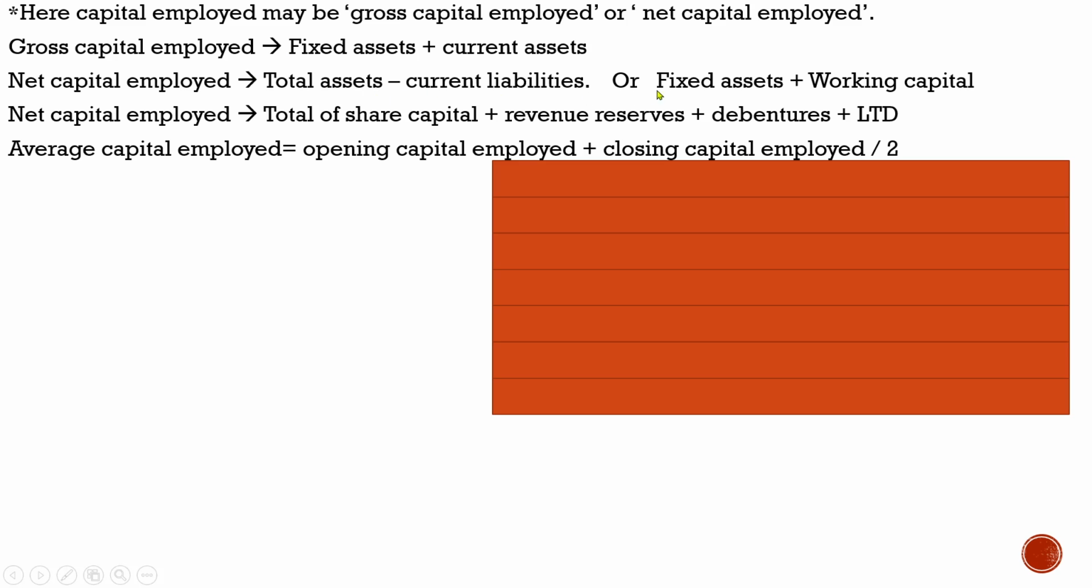Depending on details available in the question, you might be using various cases, and if the question specifies which method has to be followed, whether it is on the basis of gross capital employed, or on the basis of net capital employed, or on the basis of average capital employed, you need to use the equations accordingly. If no such specification is given in the question, you can follow any method depending upon the details given in the question.